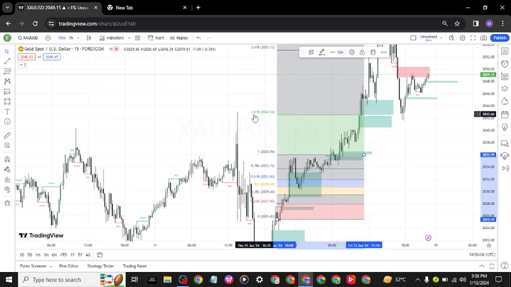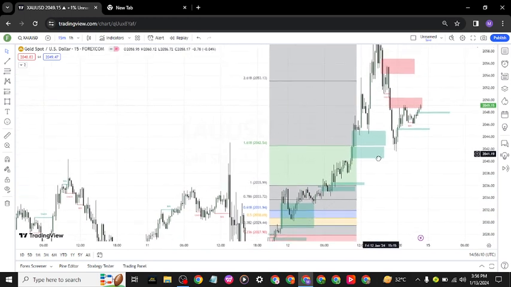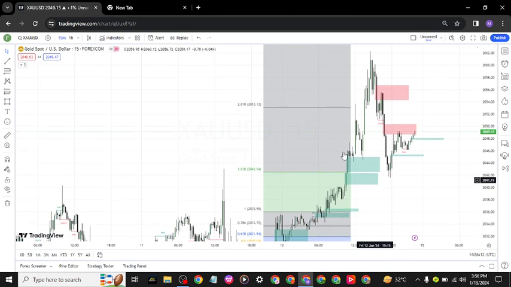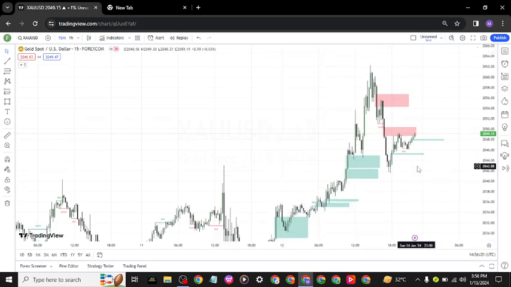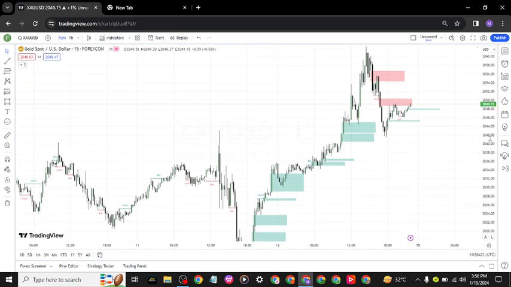This 1.618 can be your take profit. Let's watch. The market went higher than the profit that you are expecting. I'll call this strategy price action. It's called price action.